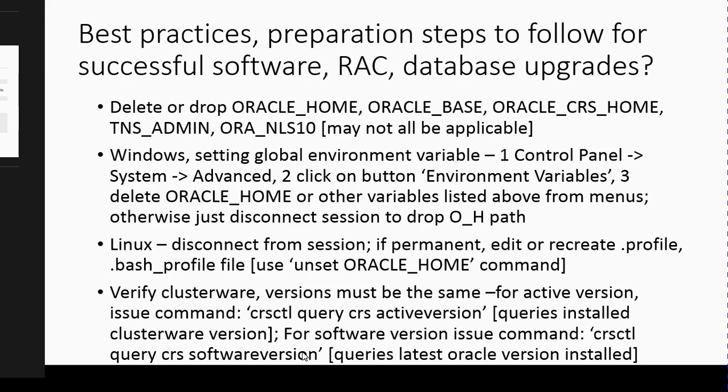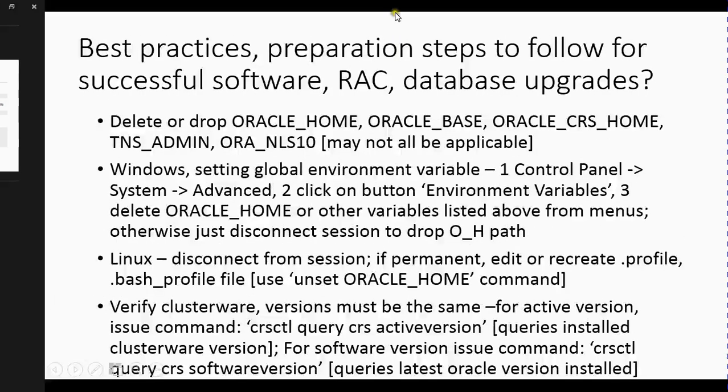Once you run these two queries, if the two queries are the same, then you can proceed with the upgrade. If they're not, you're pretty much stuck. Let's say you currently have a 10g setup, but you don't know it, and you find that out by running this active version query. Then you run this software version query, and you figure out, okay, this 10g is the most recently successful one. So I can go ahead with the upgrade.